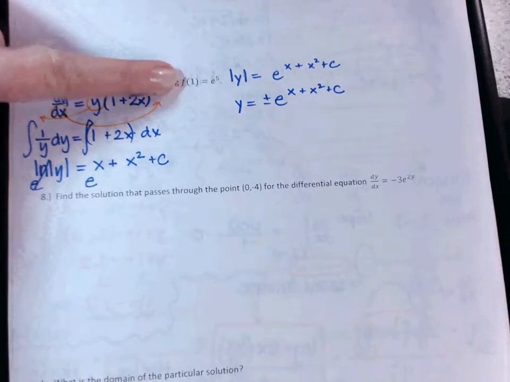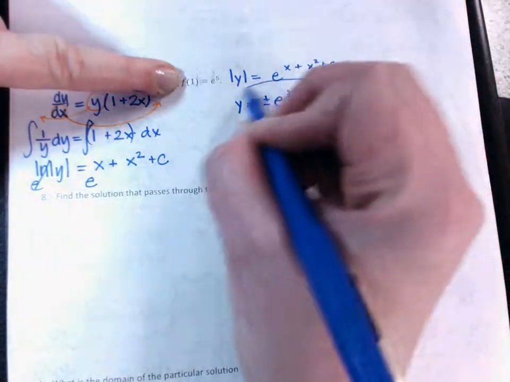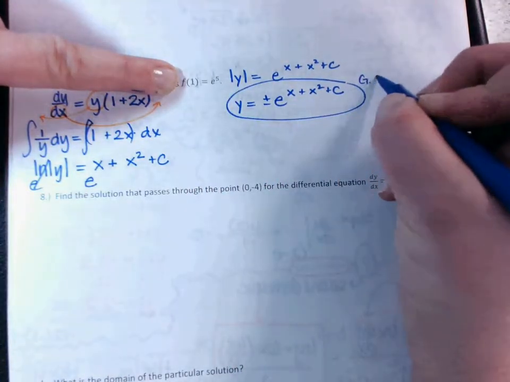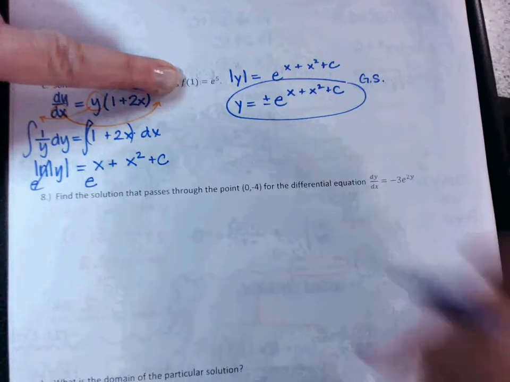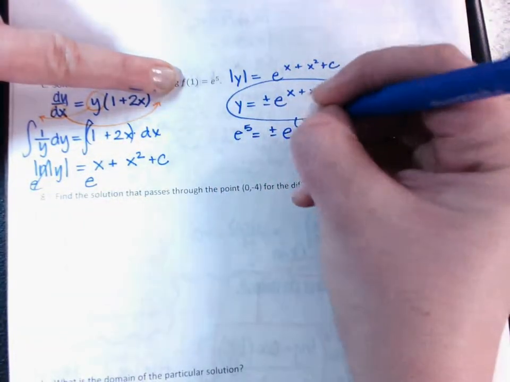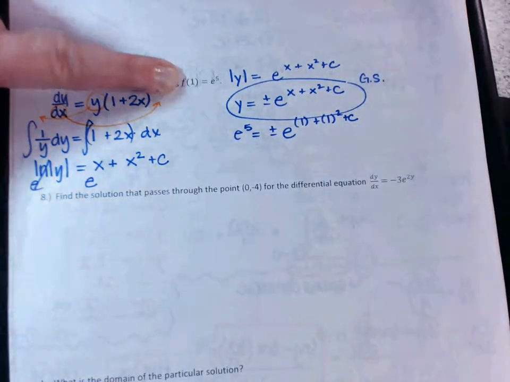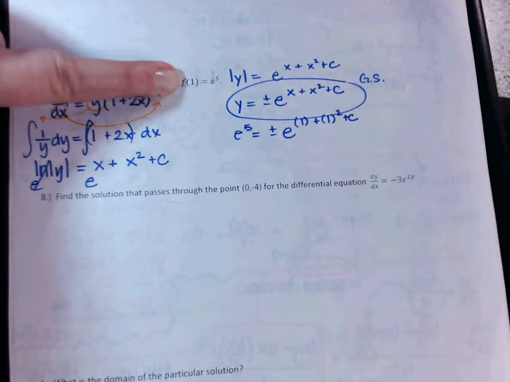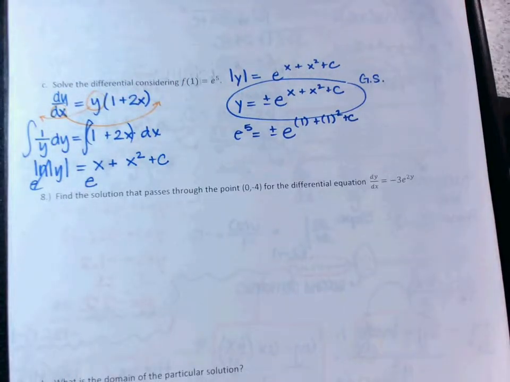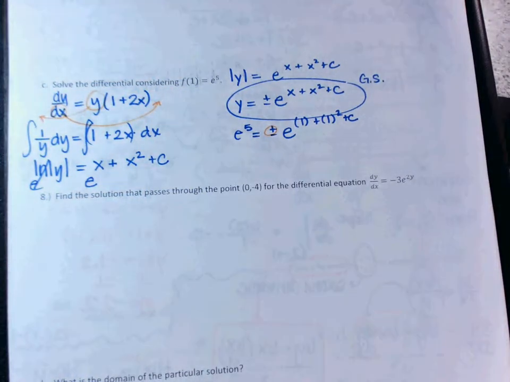So if you look right here, it says that f of 1 is e to the 5. So this is my general solution. So e to the 5 should be the answer when I plug in 1. Okay, well, first thing I have to pick the plus or the minus. Which one am I going to pick here? The plus, because what's e to the 5? It's positive, right? So I want to pick what matches.